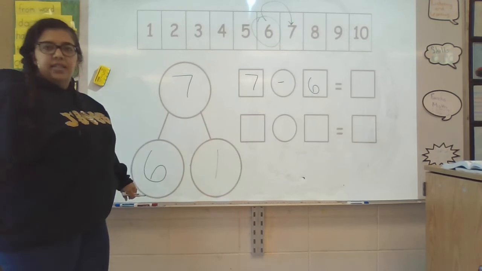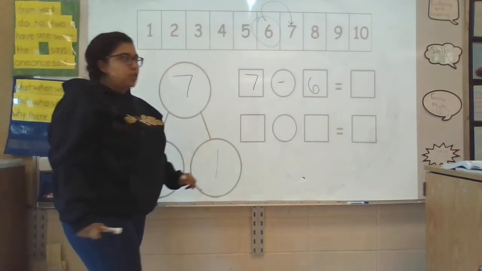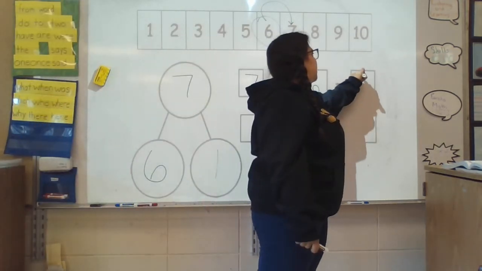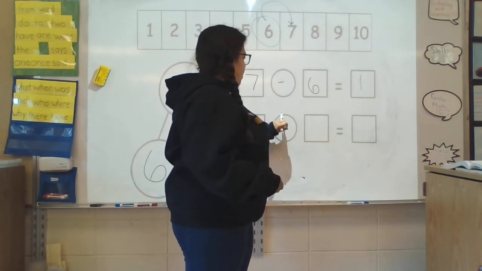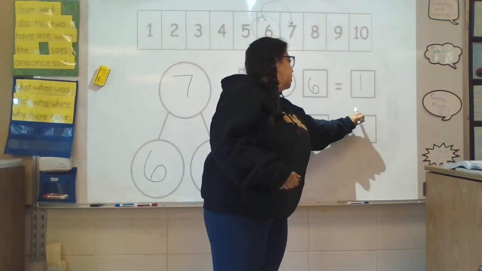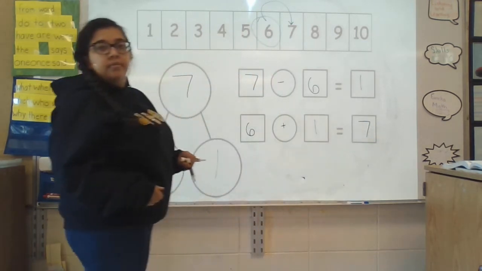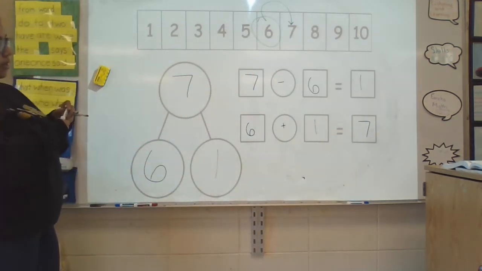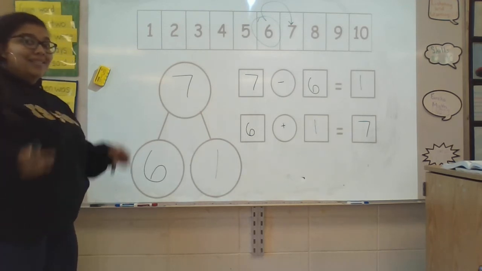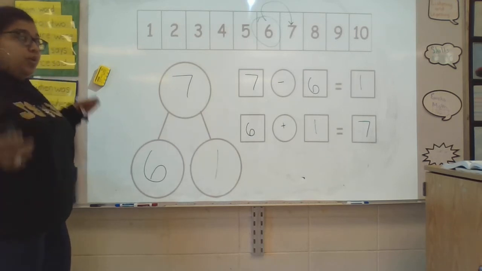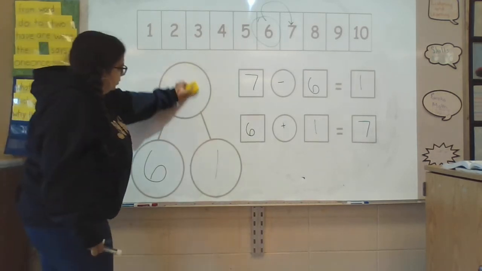It is. Do 6 and 1 make 7? They do. 7 minus 6 is equal to 1. We also know that 6 plus 1 is equal to 7. So in the case of which one do I choose? Well, which one has less hops? Which one is easier? Okay.